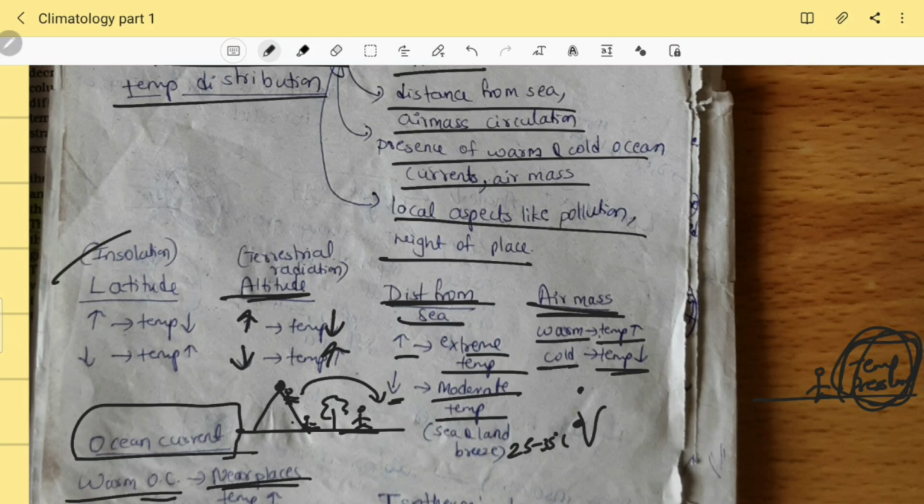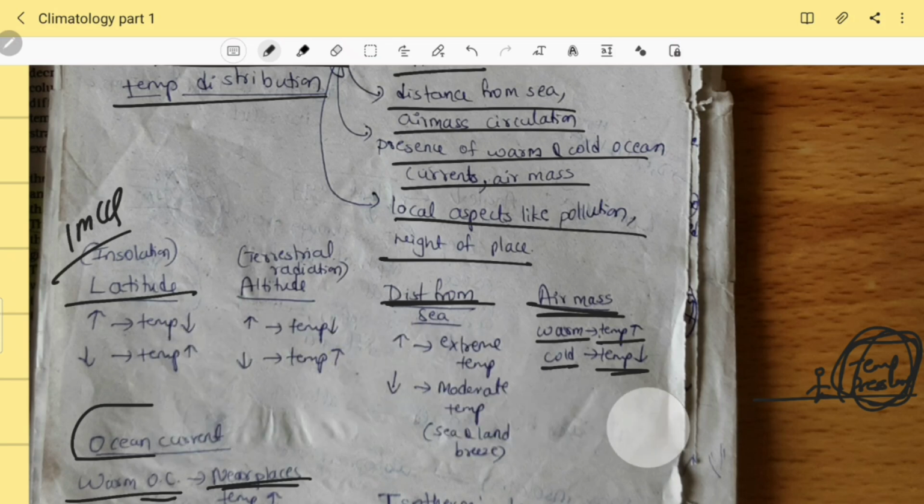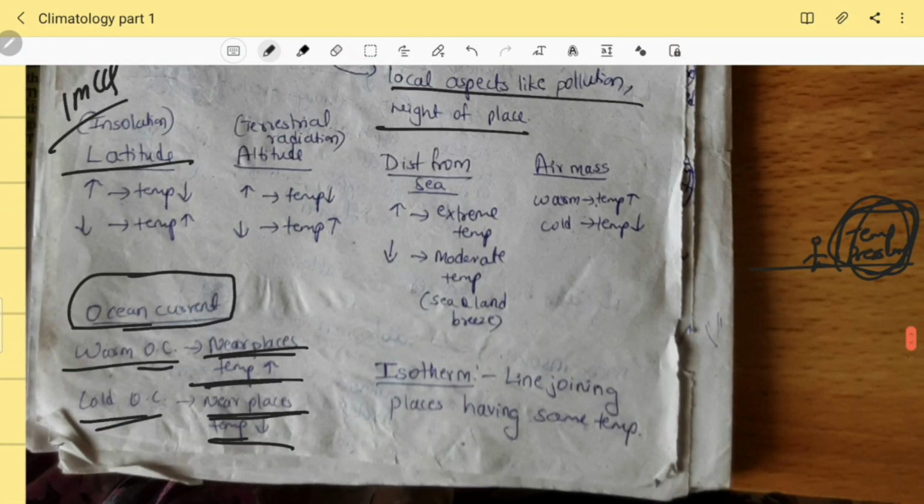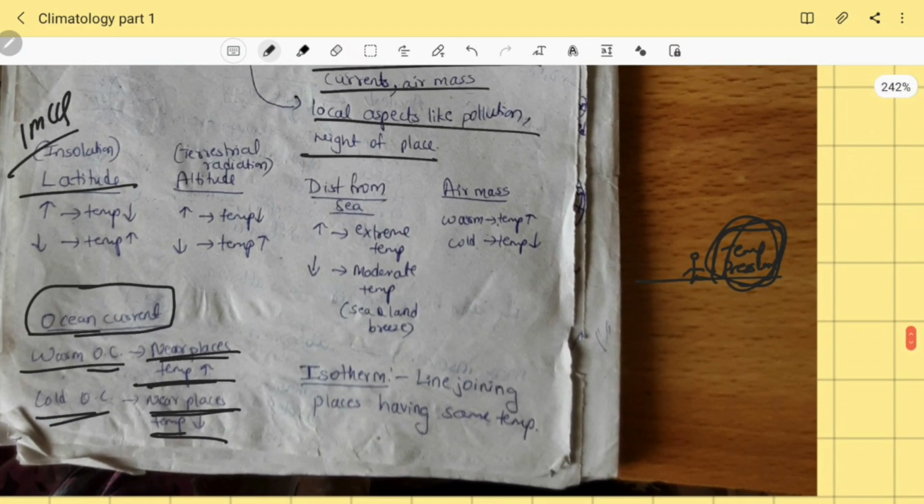Everything here can be formed like an MCQ. They can ask, if you increase the latitude, will temperature increase or decrease? If altitude is increased, what is the effect? How is distance from sea increasing or decreasing the temperature? All these things can form one MCQ. So this is very important. Just know, now I have explained how this is causing it, right? So just know it, and whenever it's given in the exam, it's easy for you to answer.